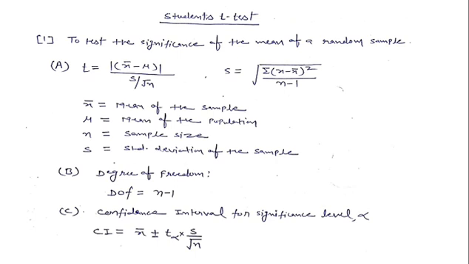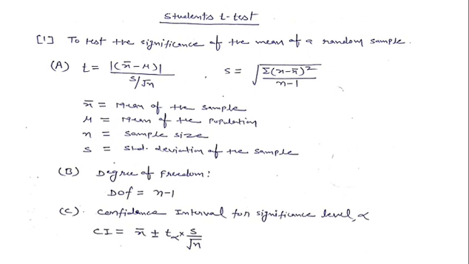S is the standard deviation of the sample, which is s equal to under root of summation (x minus x bar) whole square upon (n minus 1). X bar is the mean of the sample, mu is the mean of the population, n is the sample size, and s is the standard deviation of the sample. The degree of freedom in this case is n minus 1, and the confidence interval for the significance level alpha is CI equal to x bar plus minus t alpha multiplied by s upon under root n.